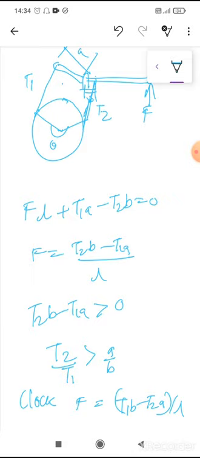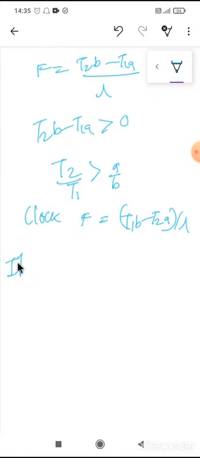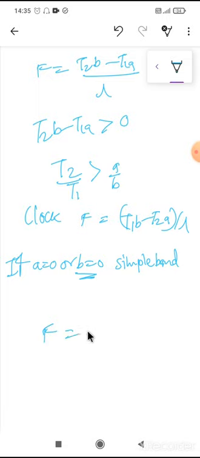This band brake is called a differential band brake. However, if either A or B is made 0, a simple band brake is obtained. So if A equals 0 or B is equal to 0, we'll get a simple band brake. If we are considering B equal to 0, our formula for force F will be equal to T1·A upon L. Similarly, the force can be found in other cases also.